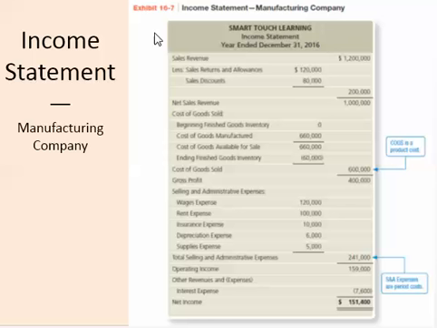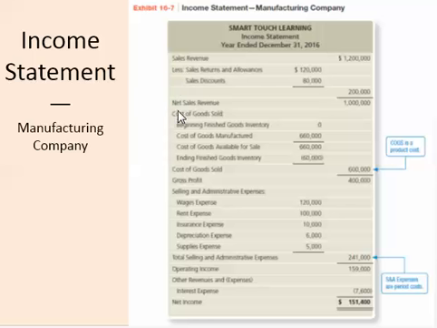Now, it is by far the most complicated between merchandisers, manufacturers, and service companies. So the income statement for a manufacturer will be more detailed. It contains a lot more information. And we start up here. It looks the same as a merchandiser. Sales revenue minus any sales returns and allowances minus sales discounts gets us net sales.